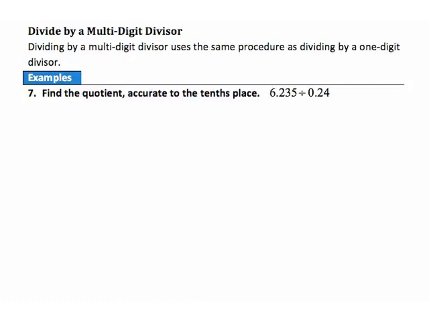In example 7, we're asked to find the quotient accurate to the tens place. We're dividing these decimal numbers. Well, first let's set this up. We're dividing by 0.24, so that's going outside, and 6.235 on the inside. Now we want to move the decimal so we're dividing by a whole number. So that would be 2 places on the outside. I'll match that on the inside, 2 places on the inside.